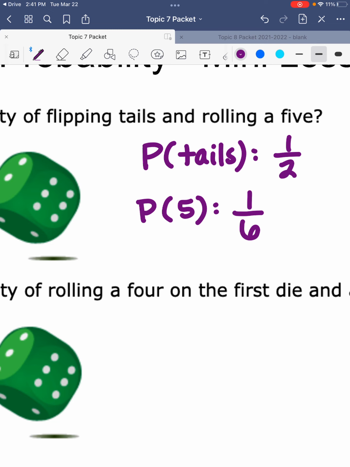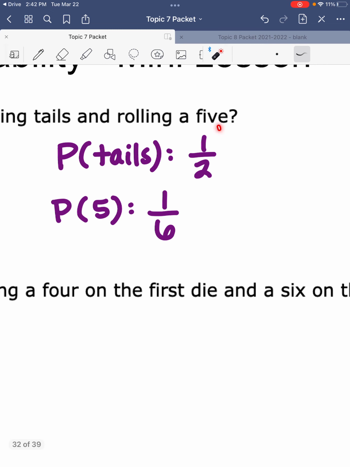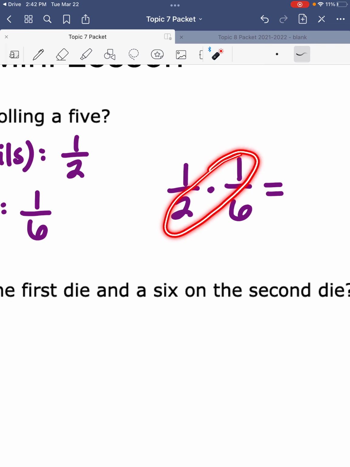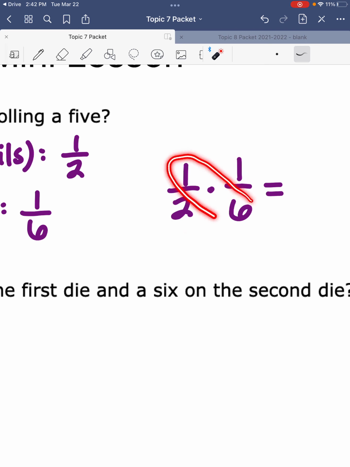So now to find the compound probability, the probability of both events happening, I'm going to take this fraction here and multiply it with this fraction here. So I'm going to write this as 1/2 times 1/6. And I always want to check to see if anything reduces. And I always do that diagonally. So 1 and 2, I can't reduce those. 1 and 6, I also can't reduce those. So nothing here reduces. So I'm just going to multiply across.